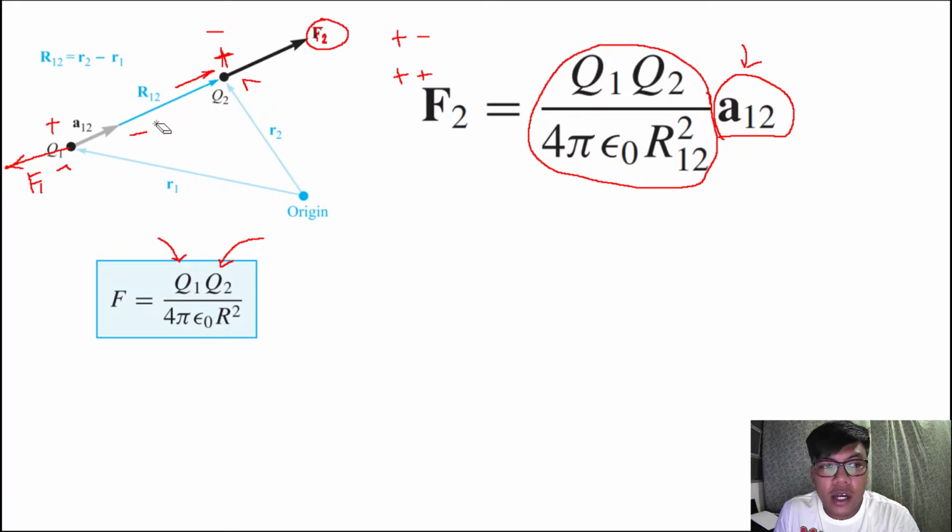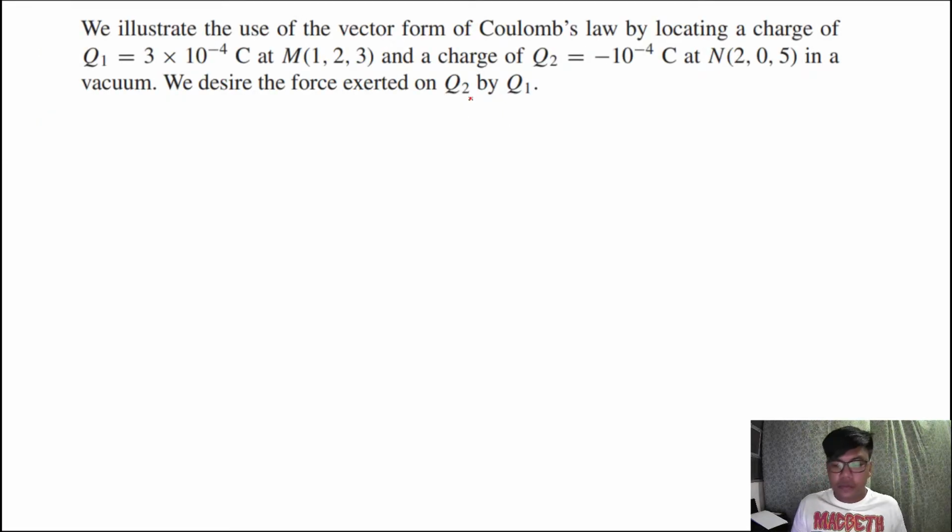So, dito sa ating example, hinahanap natin yung force on Q2, or force exerted by Q1 to Q2. So, yung force natin, ang multiply nating unit vector is the line or the straight line between Q1 and Q2, but remember, the direction is from Q1 to Q2. Okay, so let's have an example.